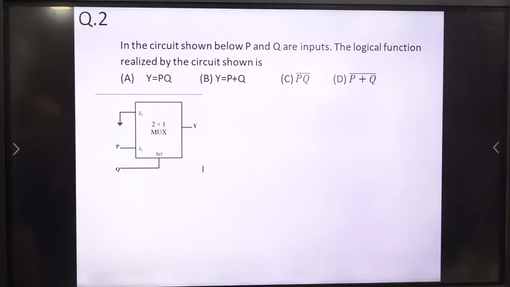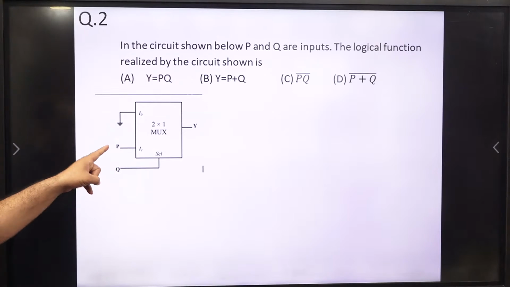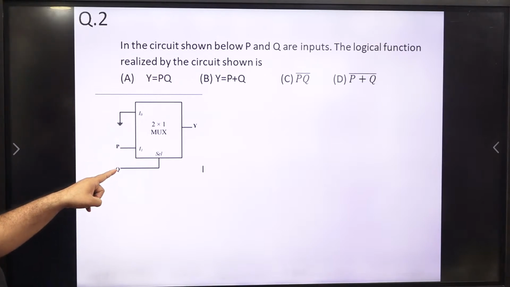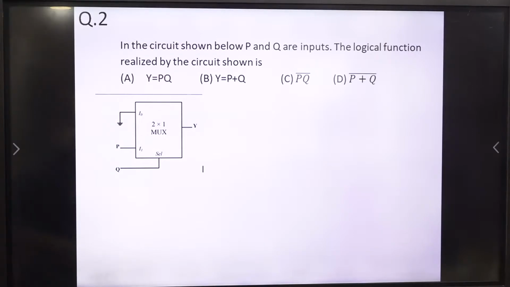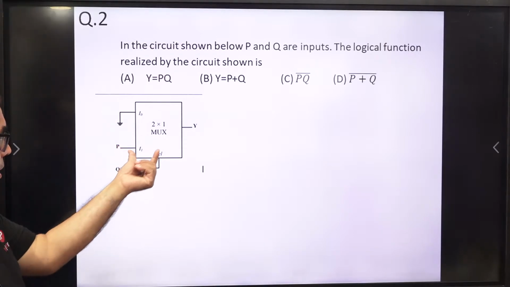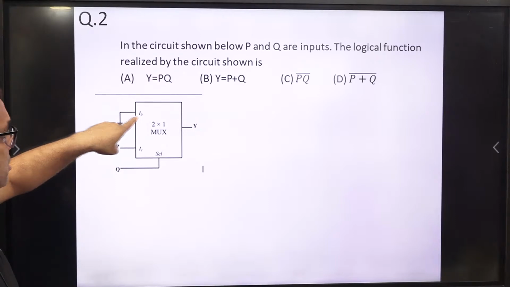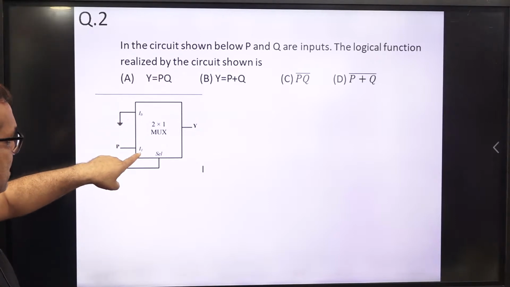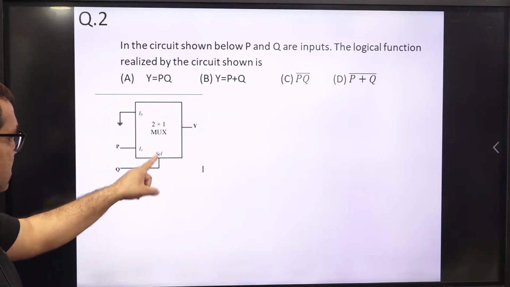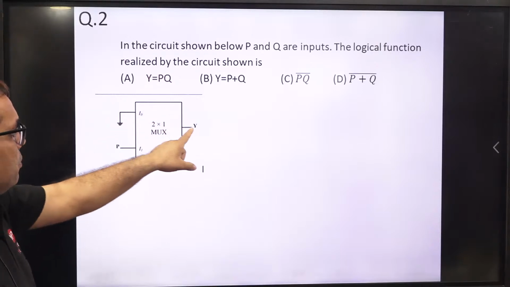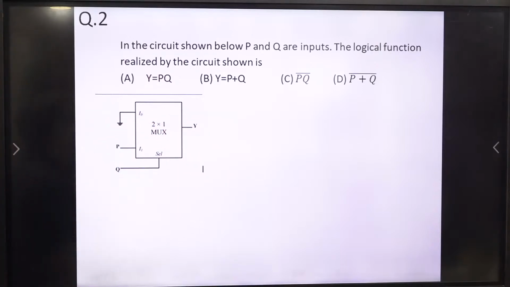In the circuit shown below, P and Q are the inputs. This is P input and Q input. The logical function realized by the circuit shown is, so it is a circuit of a multiplexer. Here I0 is connected with ground, I1 is connected with P, the select line is connected with Q, and you have to tell Y equal to. So what is the answer? Kindly calculate the answer and write it in the chat box.